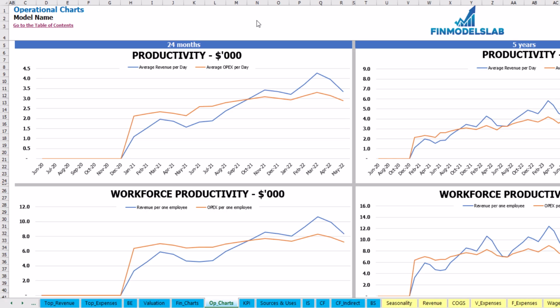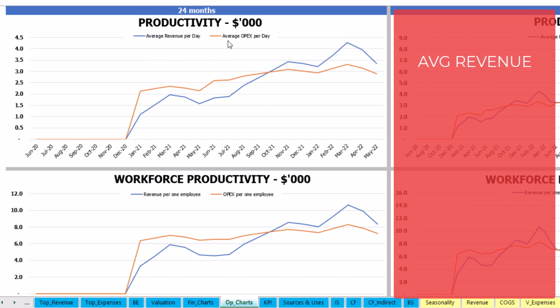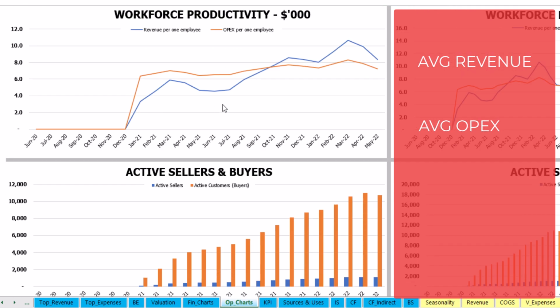On the operational charts, you may see the main operational KPIs in 2 sets of charts for 24 months and for the 5 years, broken down by months. So on the first couple of charts, you may see the average revenue per day and average OPEX per day, which is the blue line and orange line. The next couple of charts will show you the workforce productivity, which is revenue per employee and OPEX per employee.